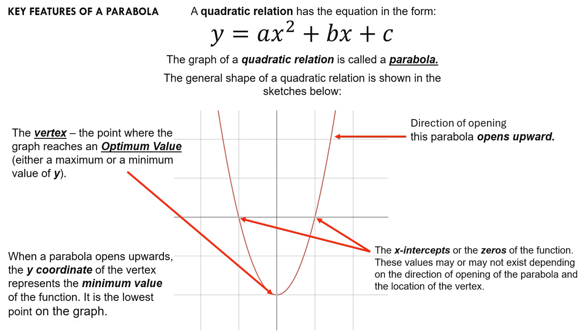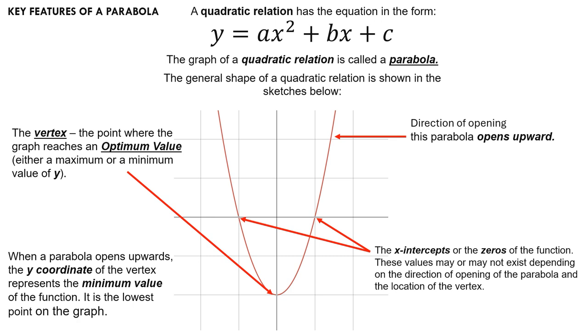Well, the value of a is going to be whatever coefficient or number that's in front of the x squared term. The value of b is going to be the coefficient or the number that's in front of the x term. And c is going to be any constant number afterwards.